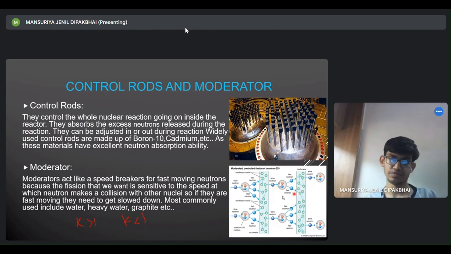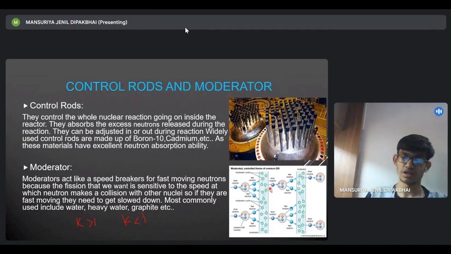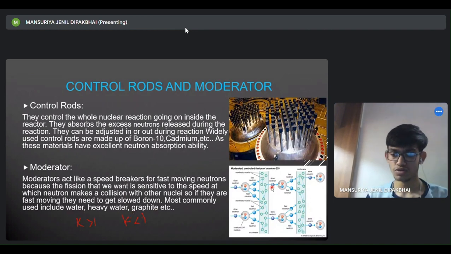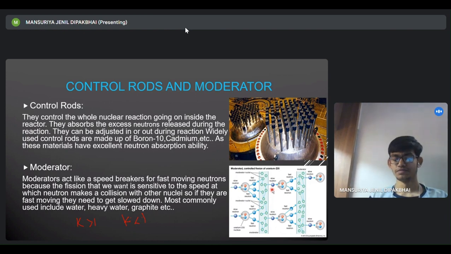This will continue. Moderators used are water, heavy water, and graphite. Heavy water is most commonly used because D2O can slow down neutrons to great efficiency, while water can absorb some neutrons, causing K to go less than 1.